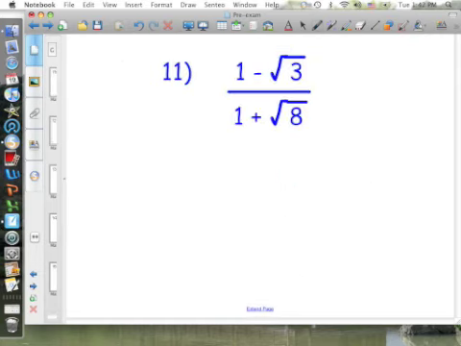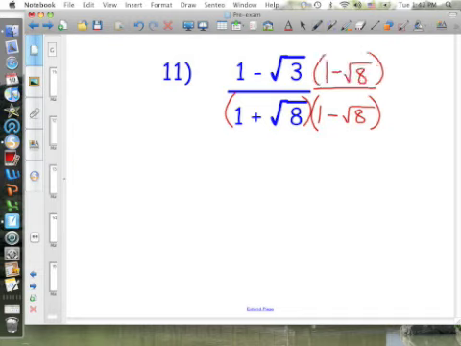Number 11 is a fraction that contains a radical in the denominator, and since the denominator is not completely under a radical, the only way we can eliminate it is to use the concept of the difference of two perfect squares and multiply by the conjugate of that denominator. But what you do in the denominator, in order to keep the value of the fraction the same, you must do the same to the numerator.